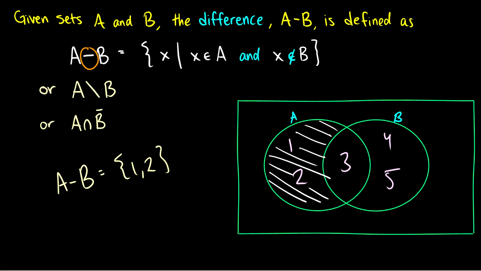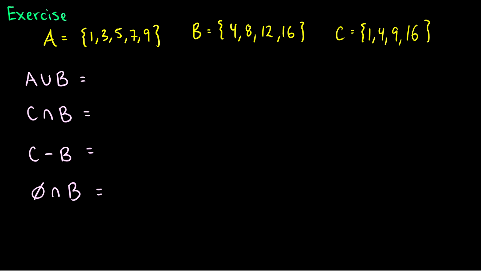So now that we've introduced all the operators, let's do some practice exercises. The first one, we have A is odd numbers less than 10, B is multiples of 4, and C is the squares of the first 4 numbers. Okay, if we want A union B, we just write out everything in A, 1, 3, 5, 7, and 9, and then we write out everything in B, 4, 8, 12, and 16, and that is A union B. It is everything in A or B.